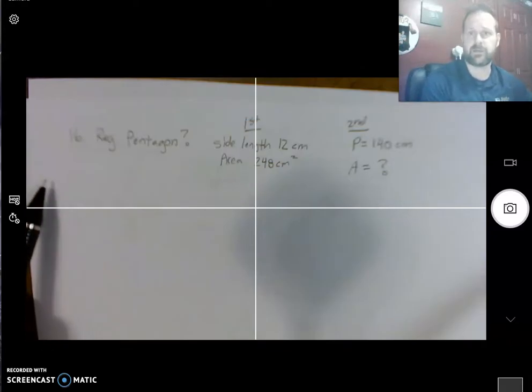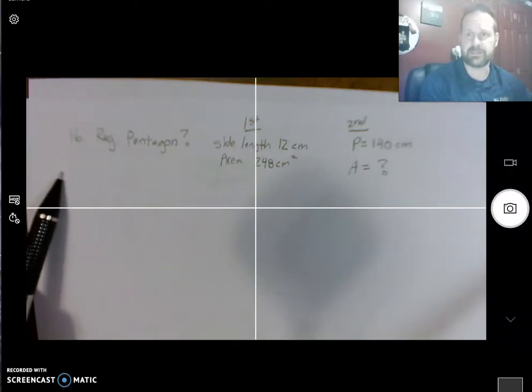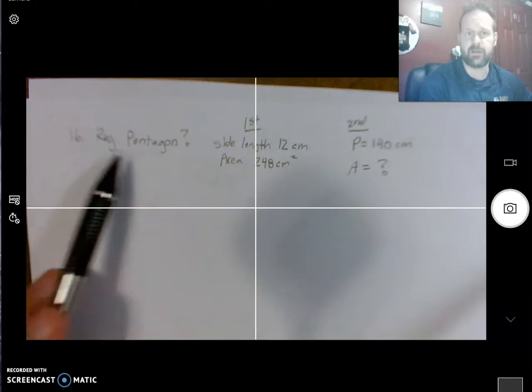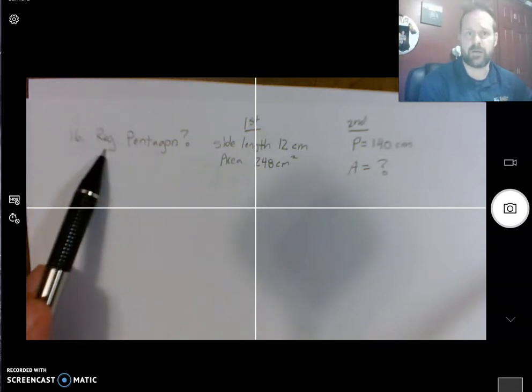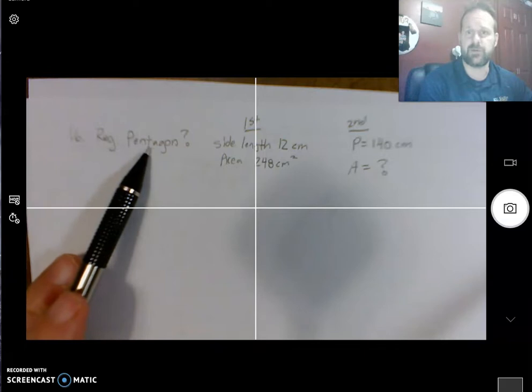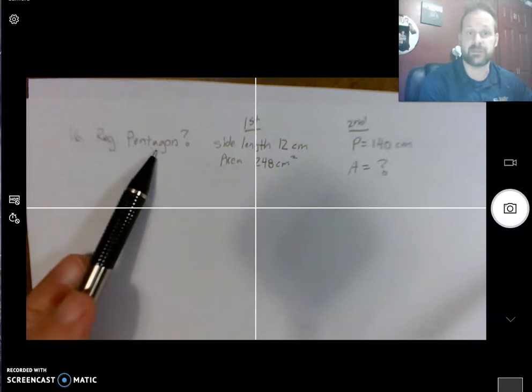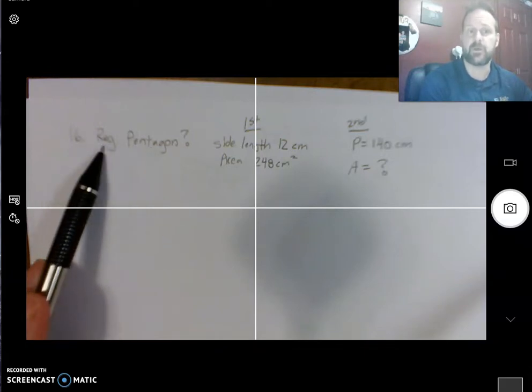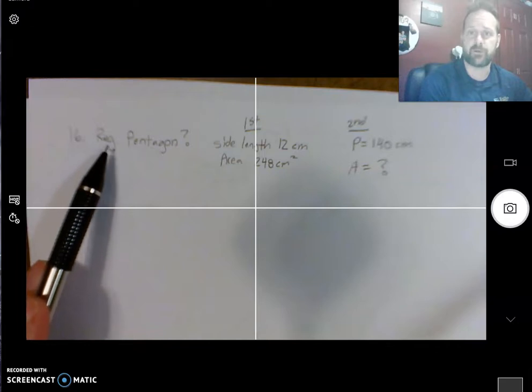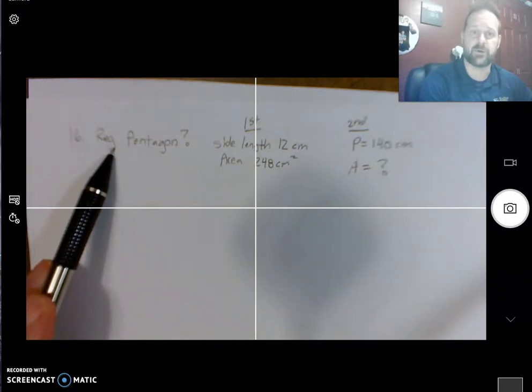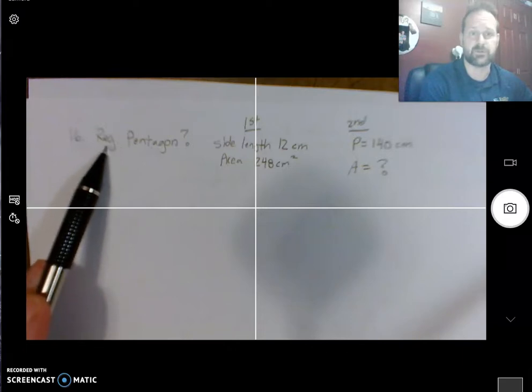Okay, I'm going to take a look at number 16. Maybe pause and take a look at number 16 to read it real quick. It asks us about a regular pentagon. These are charged words. Again, you know what this means. Pentagon, 5-sided figure. Regular is an important word. Remember, regular means all sides are congruent and all angles are congruent. So this is a charged word here.